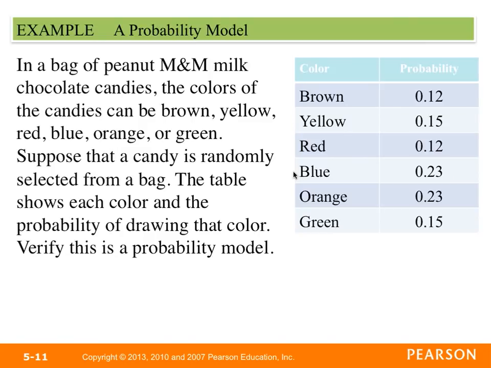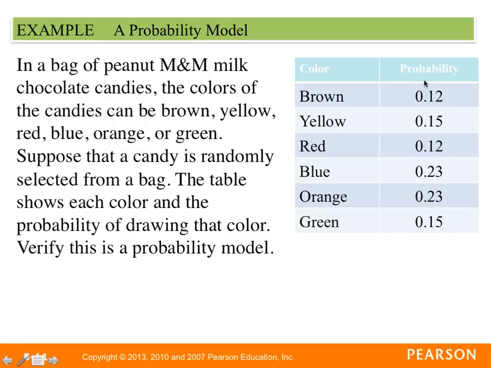So we want to suppose that a candy is randomly selected from a bag. We have the table to the right, and this shows the different colors, the different probabilities. And what we want to do is verify that this is a probability model. So in order for it to be a probability model, two things have to be true.